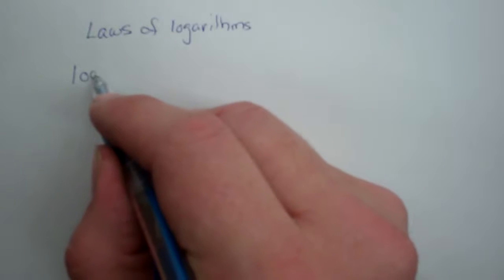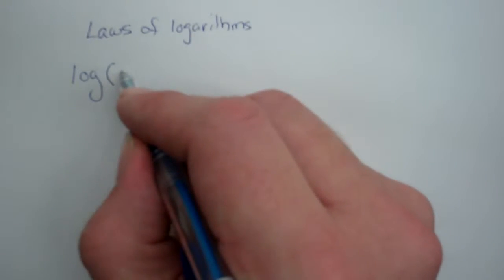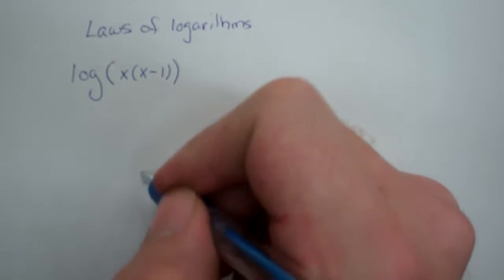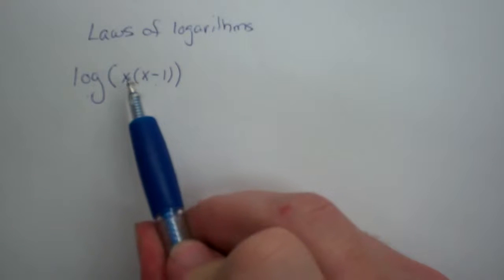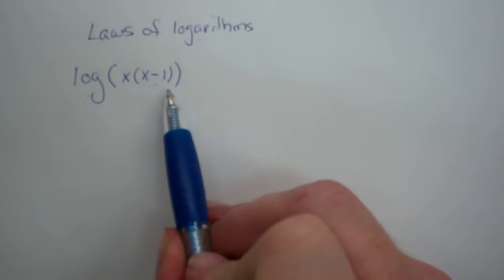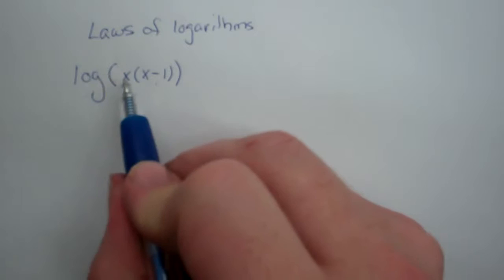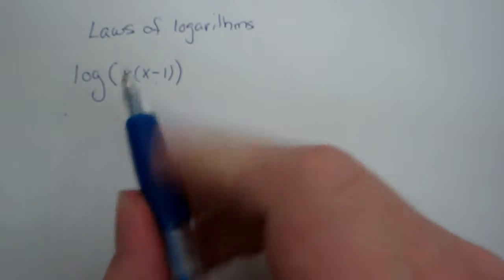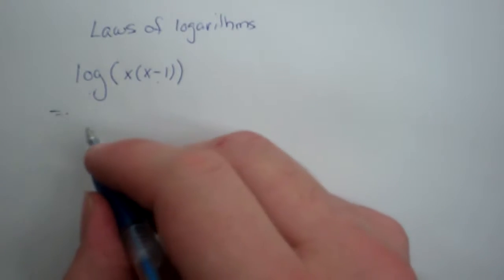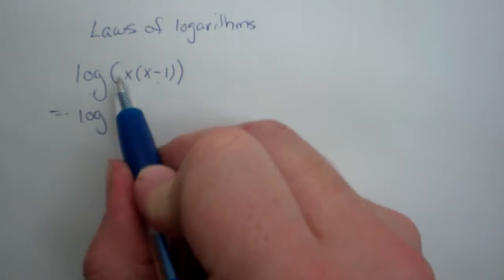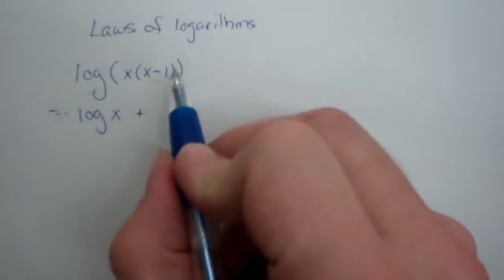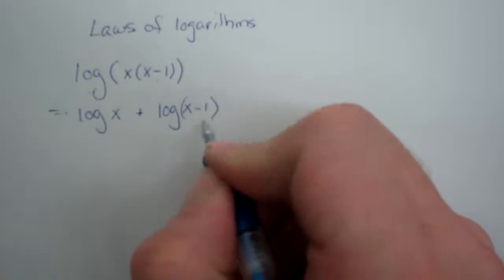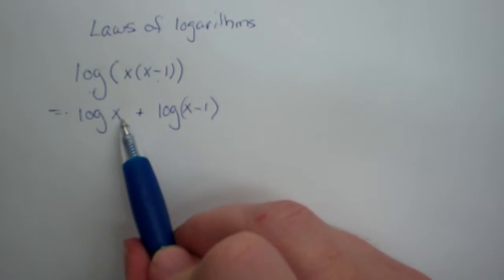Say we have the log of x times the quantity x minus 1. Well, this is a log of a product, since that's x times x minus 1. Whenever you have a log of a product, you can write that as the sum of two simpler logs. This is equal to the log of x plus the log of x minus 1. Notice that the parentheses here is optional.